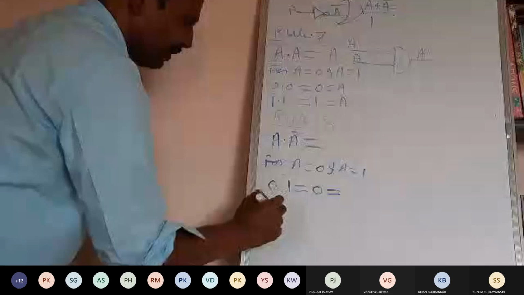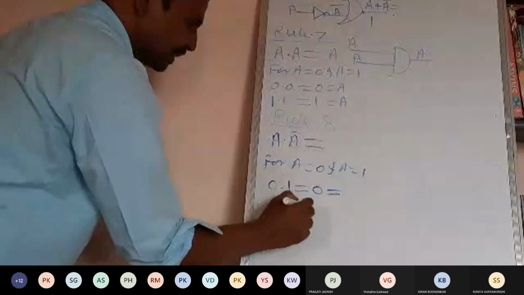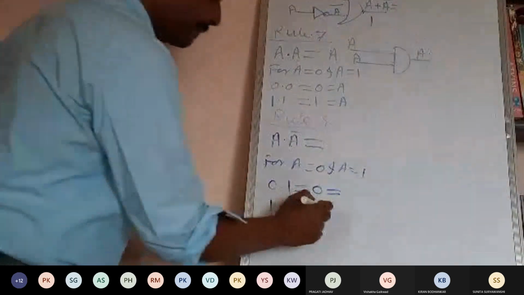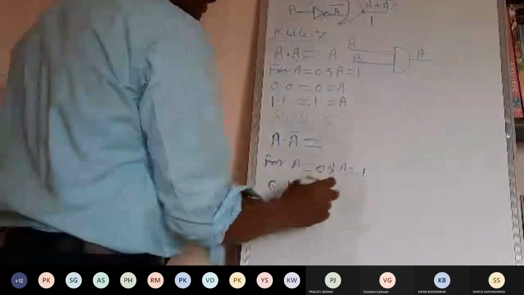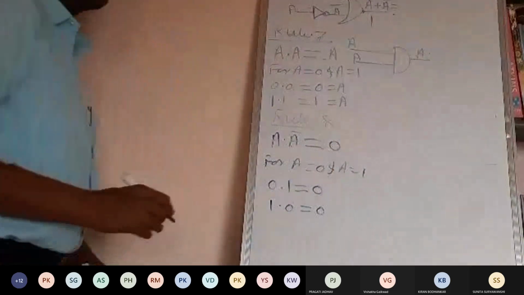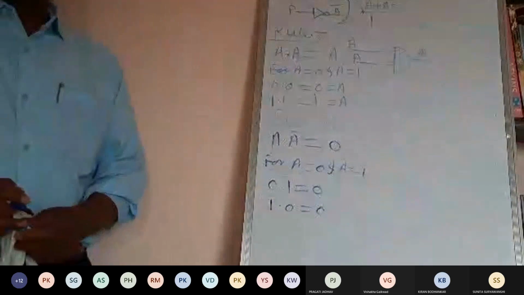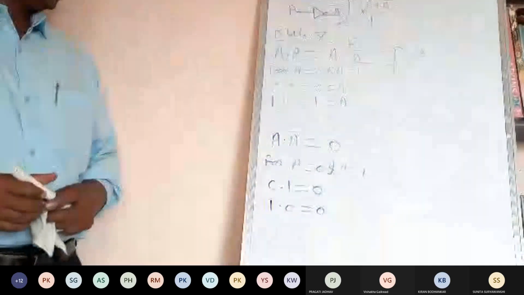A is equal to 1. Complement of 1 is 0. Then it is equal to 0. It means A into A complement is equal to 0. There is no change. Do you understand this? A into A complement is equal to 0.